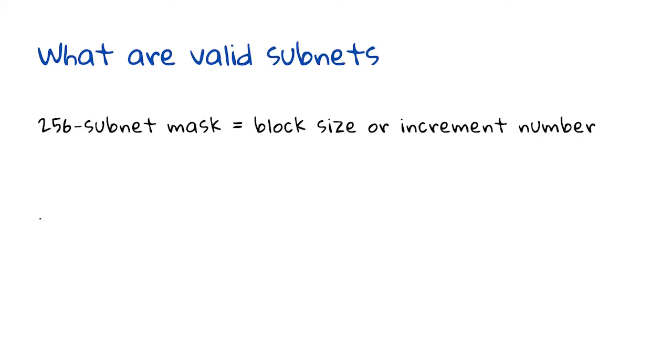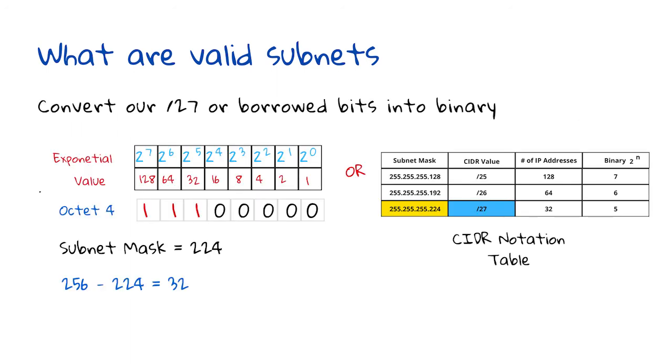Question number 3. What are the valid subnets? This basically tells us where our networks begin and where they end. The formula for this is 256 minus the subnet mask equals the block size or the increment number. So to get our subnet mask, we need to write the address in binary and add all the numbers with the 1 below. That's why earlier on I kept emphasizing that you need to be comfortable converting numbers from decimal to binary and binary to decimal.